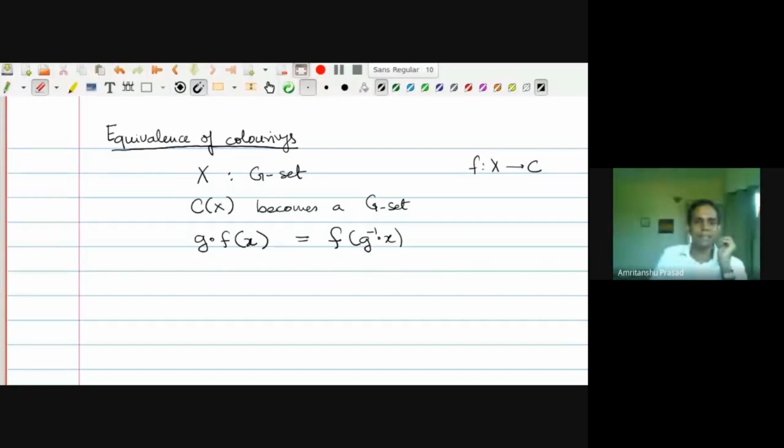And we say that 2 colorings are equivalent if they lie in the same G orbit.